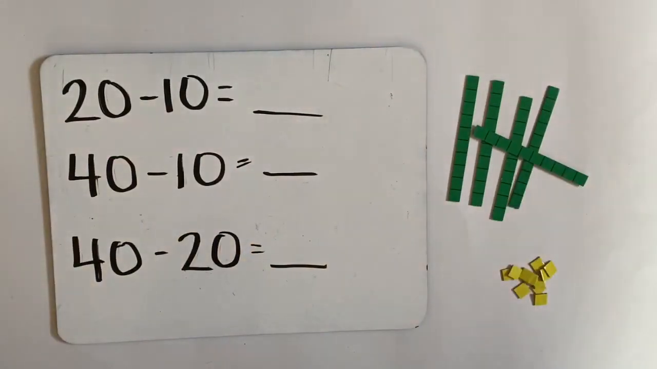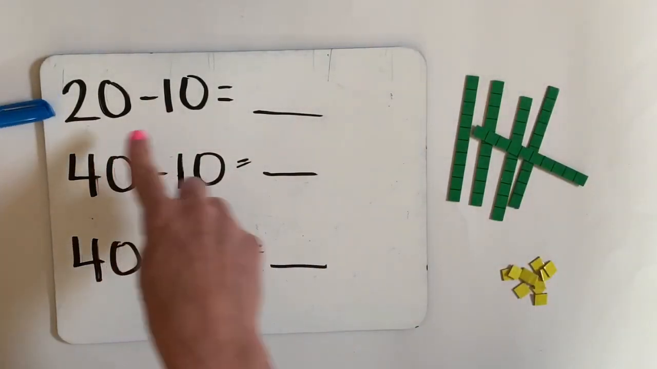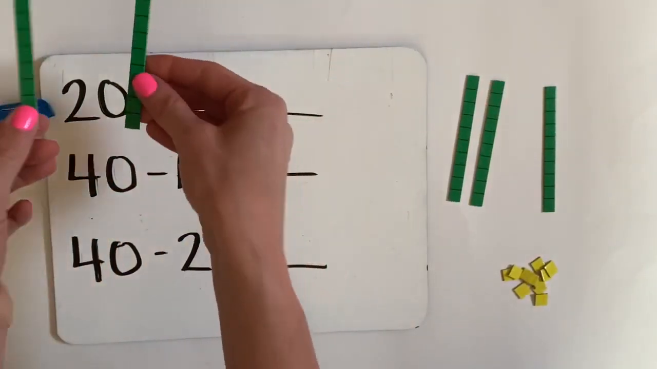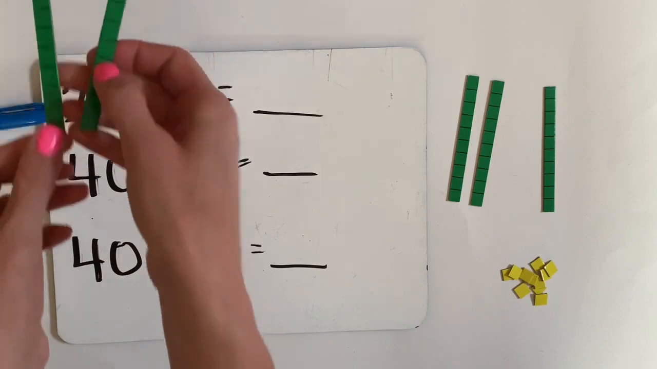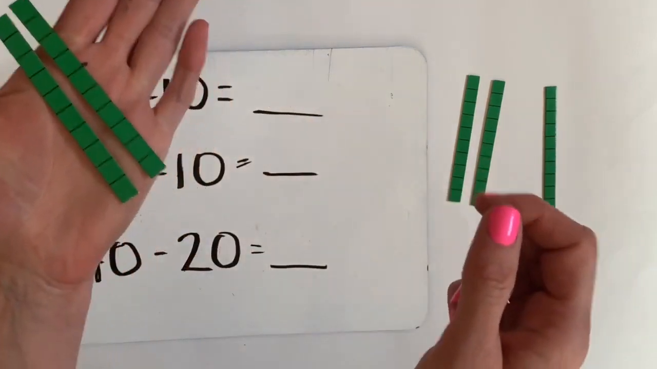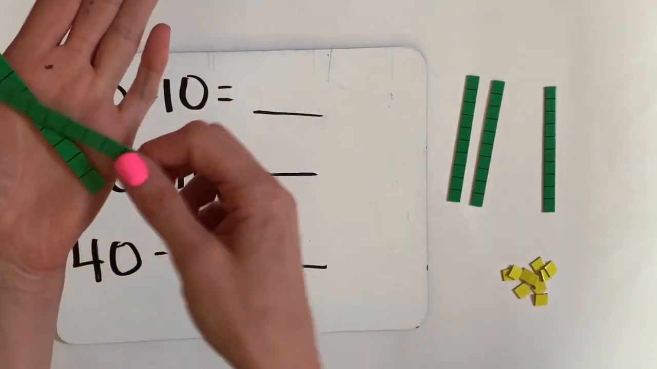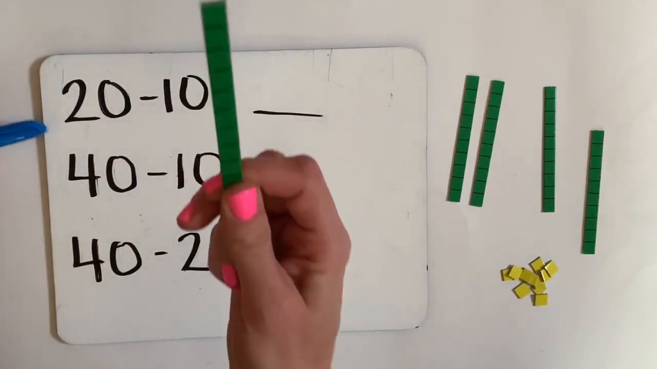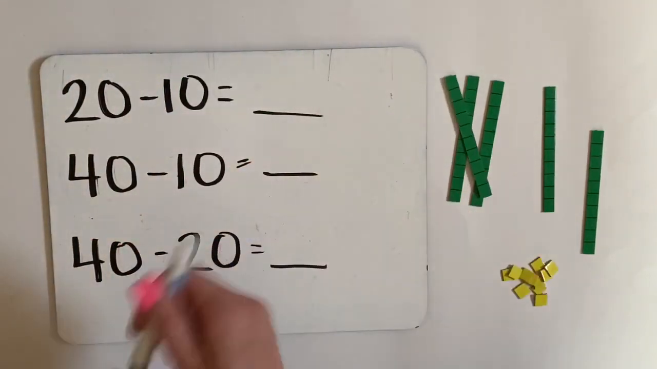This first one right here says 20 take away 10. If I have 20, that's 2 tens. If I have 20, here's my 20, and I take away one of the tens, how much is left? Just 10. We know this is 10 because always the rods are 10. So that would be 10.